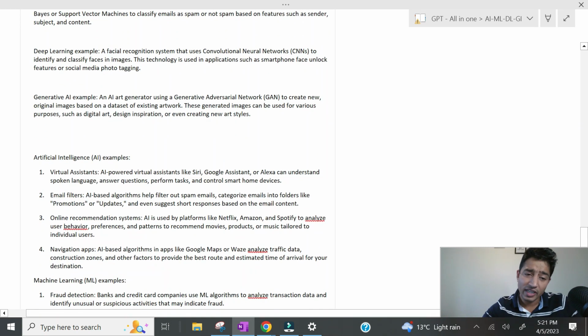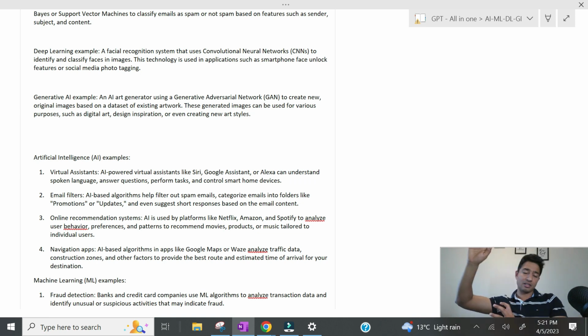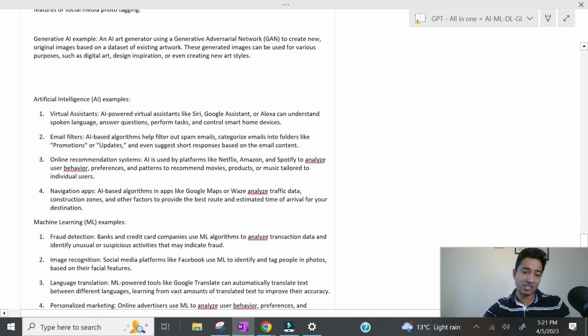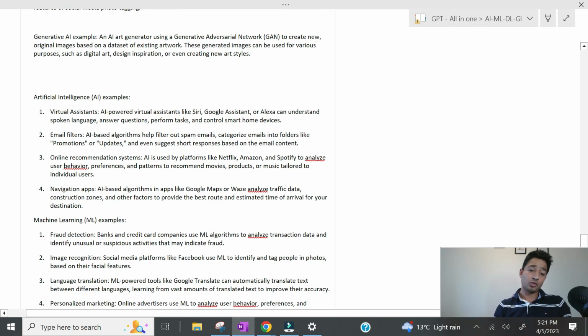When we talk about AI, all our AI-powered virtual agents like Siri and Google Assistant are AI, right? Spam or email filters: when we go to our Gmail, it can easily identify what is spam. So there's an algorithm, and that's what AI is. All the navigation apps like Google Maps or Apple Maps use AI-based algorithms to tell you the route. If some congestion or construction is going on, it will give you the best route.